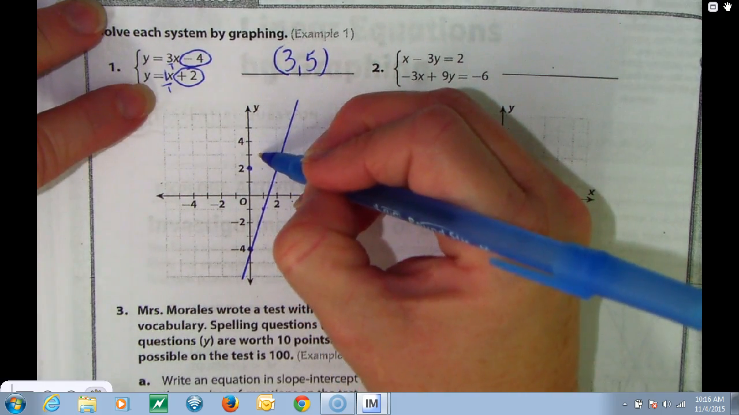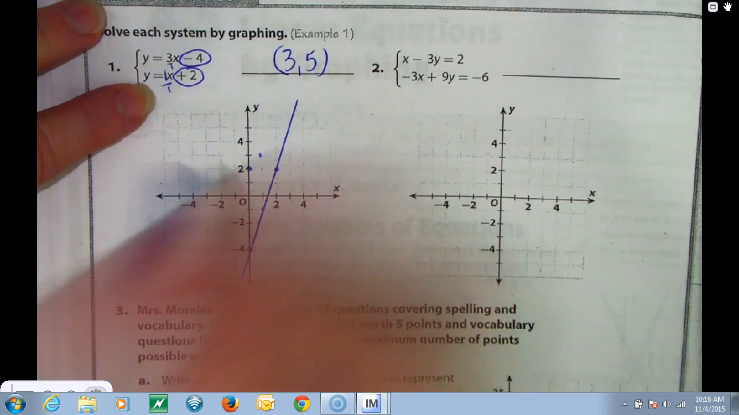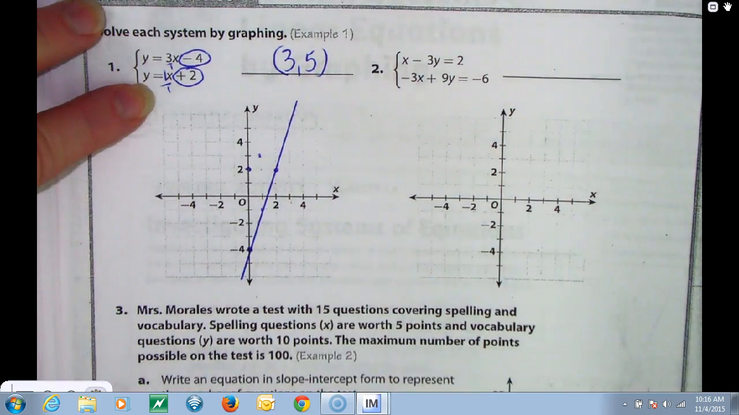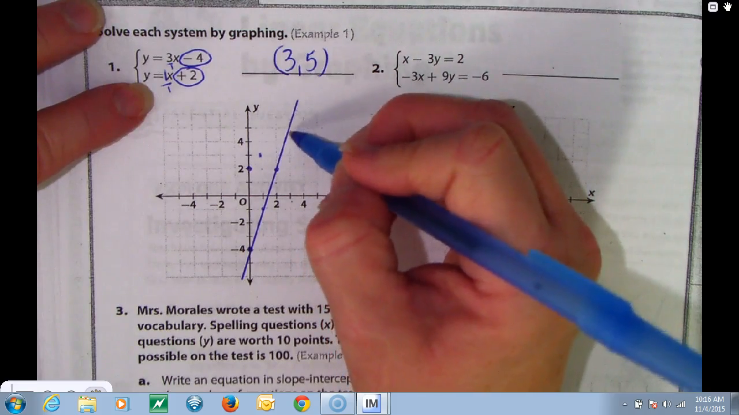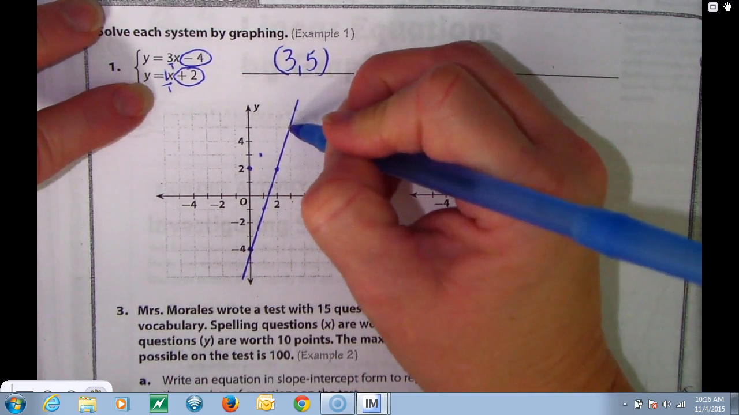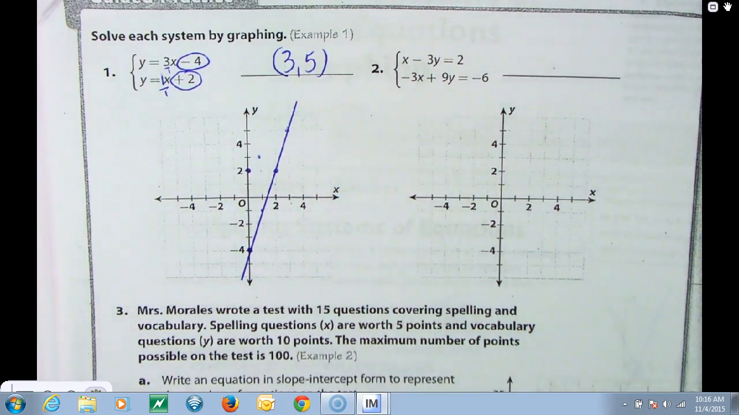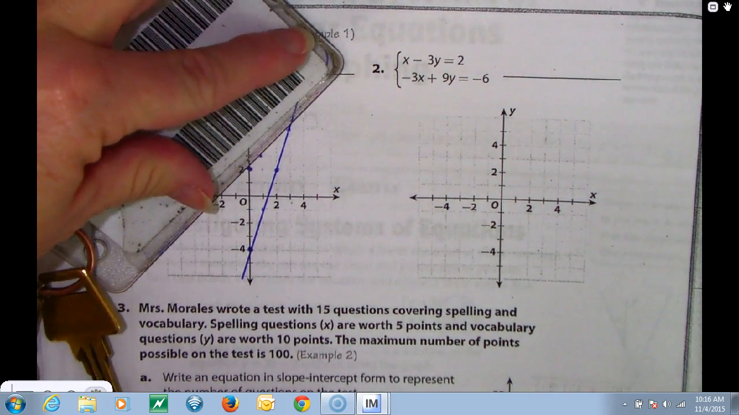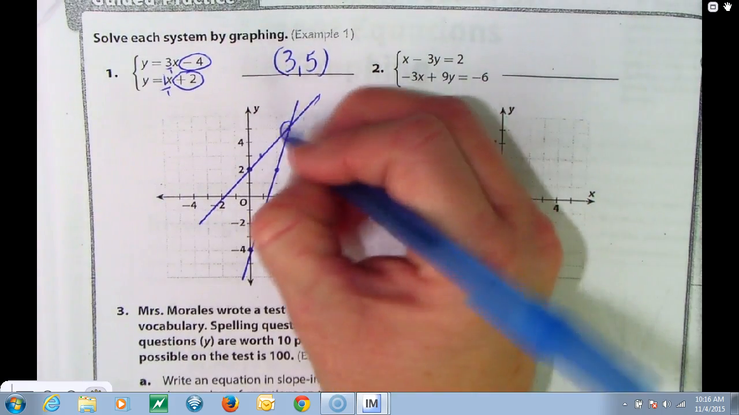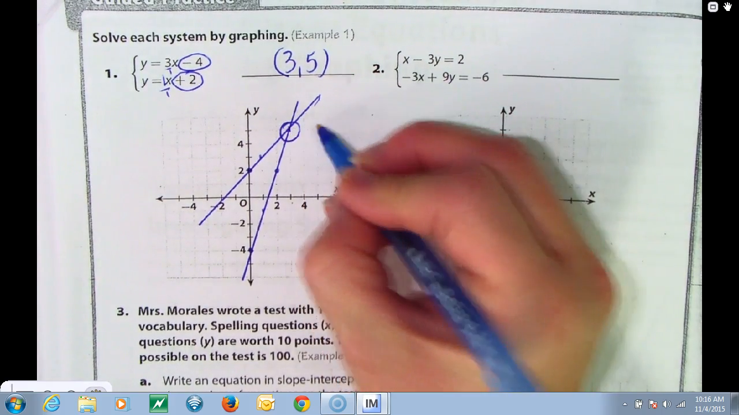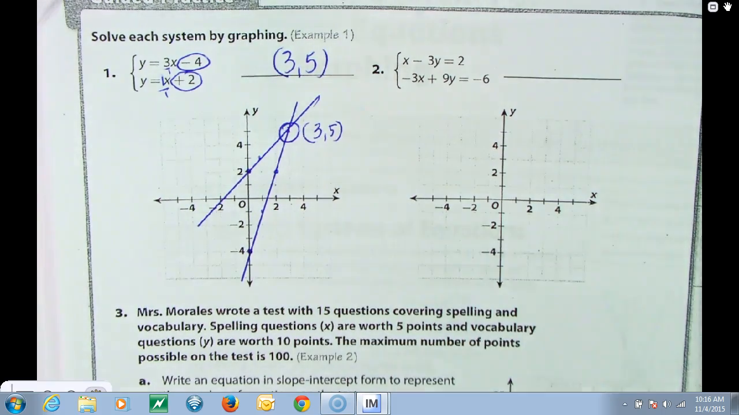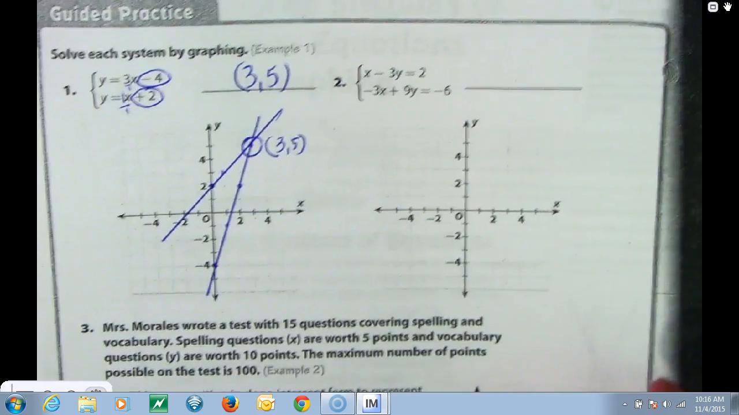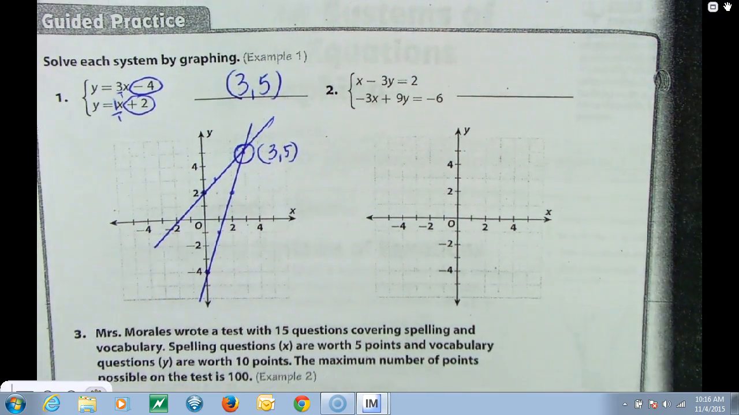And really, you know what? We could do over 2, up 2. If you don't want to go over 1, up 1, you can make up your own fraction, so you could go over 2, up 2, whatever. Okay, now connect my points, circle, and that point is 3, 5, guys. 3, 5.